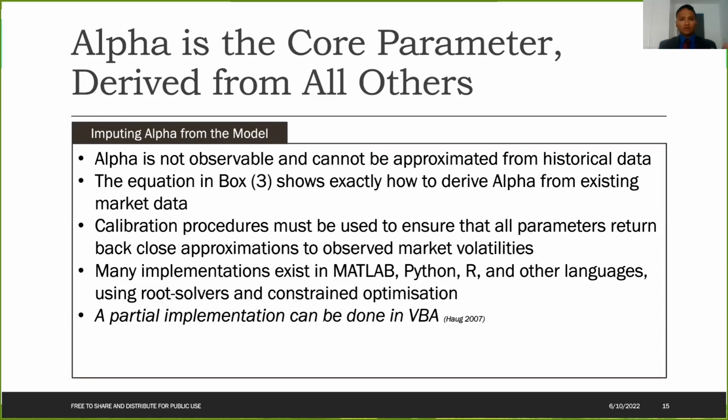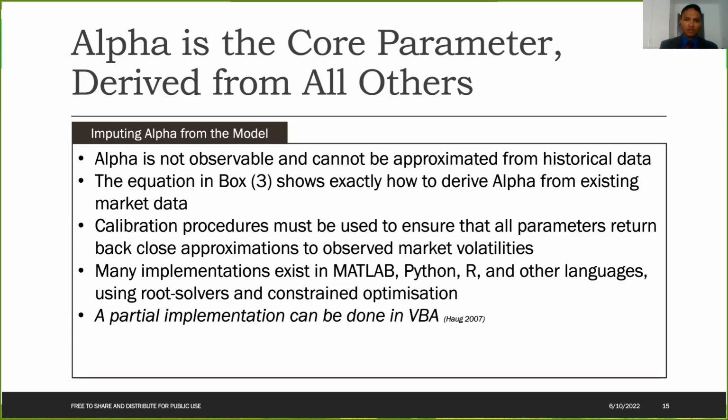This leads to alpha. Now, alpha, again, like implied volatility, is not directly observable. Nobody trades on alpha. Everybody trades on Black volatility, but nobody quotes alpha in the market. So it's even less observable than Black volatility itself, which makes it quite a challenge to calibrate to.